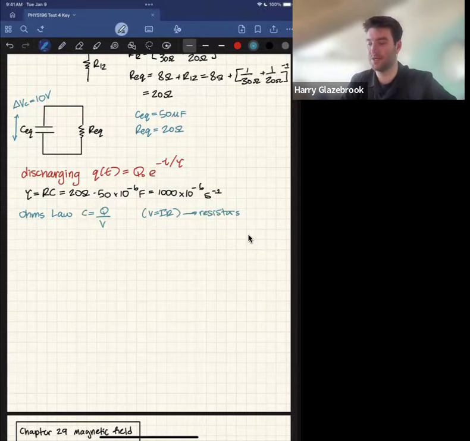Ohm's law for capacitors is C equals Q over V, where Q is the charge on your capacitor and V is the potential difference across it. So if I want to know my Q naught, it's just going to be my total capacitance, which is 50 microfarads, times my voltage, which is 10 volts. So that's just going to be 500. I'm going to leave the micro in there. So that's 500 microcoulombs. That's my Q naught.